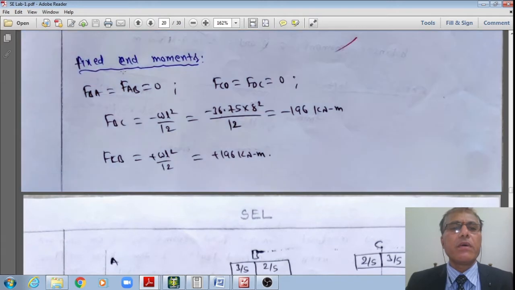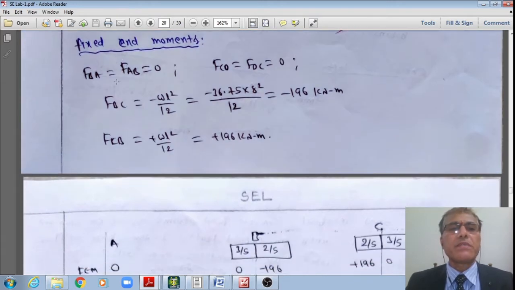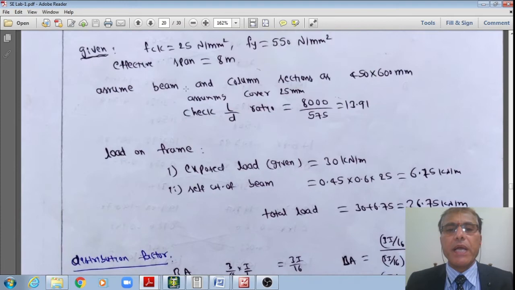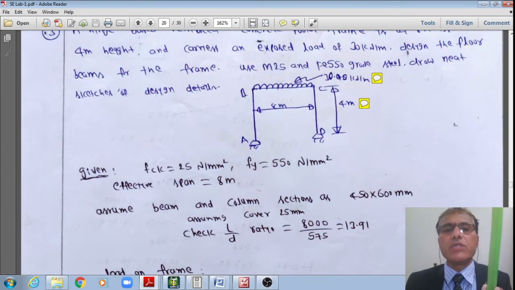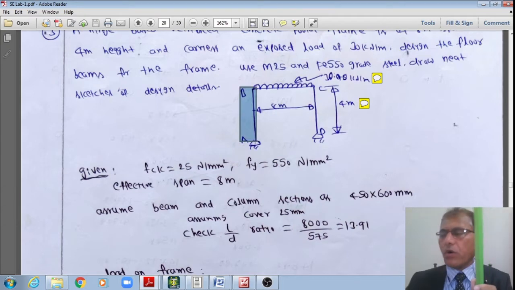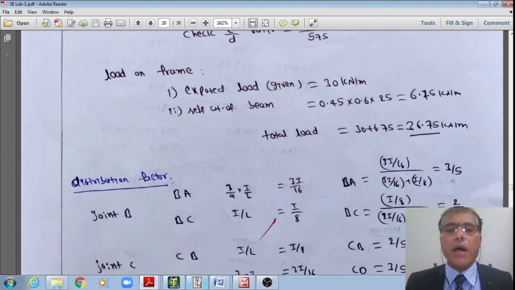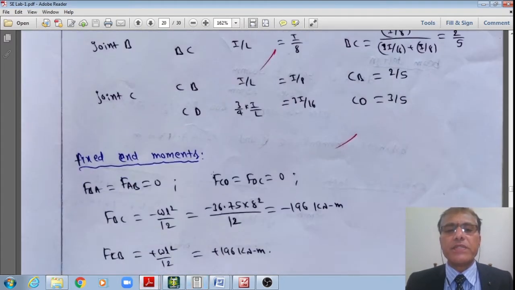Once I do these distribution factors, students, now I'll move to the fixed end moments. You know how to calculate the fixed end moments for different types of loading, students. Now I do have FBA and FAB. FAB and FBA both are zero because on this column there is no load shown. If at all there were some load shown, either a concentrated load or a UDL, I would have calculated it, but there is no load shown on these columns, as well as on the right side column CD also. Hence, on both of these, the fixed end moments are zero.